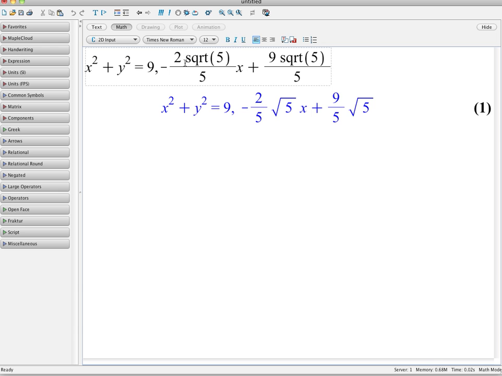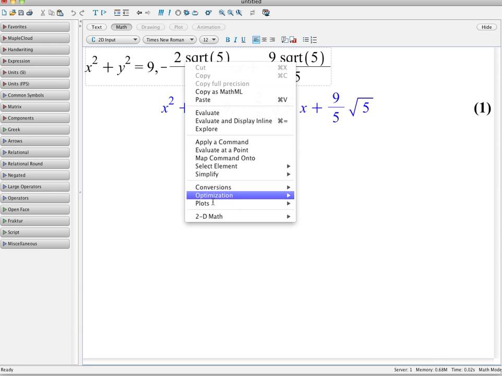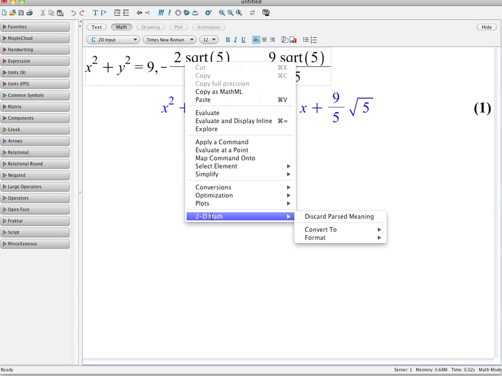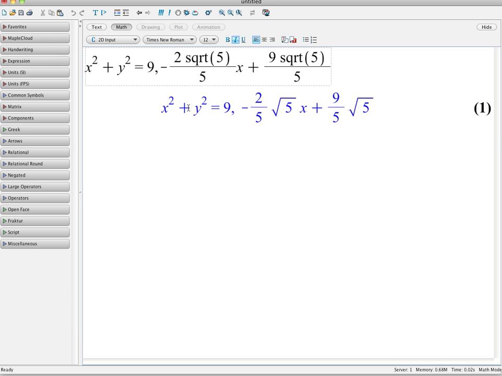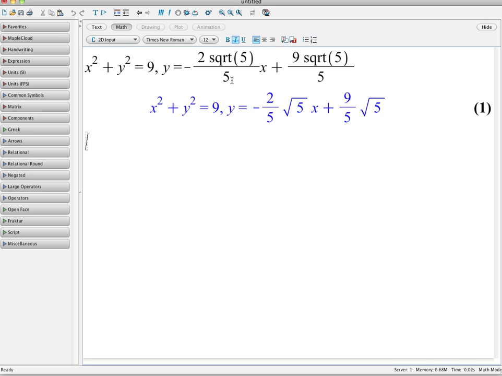So what I'm going to do is come back up here and right click on it, and I'm going to come all the way down here to plots. I'm sorry, 2D plot. Whoops, I forgot. I need to go back up here and make this y equals. And now hit enter. Now what I have is two implicit plots.